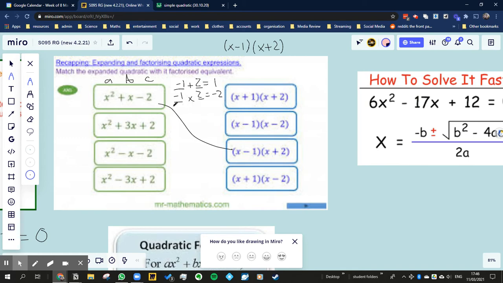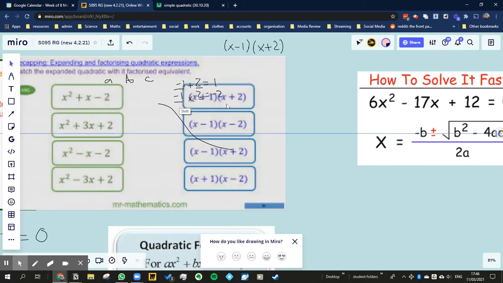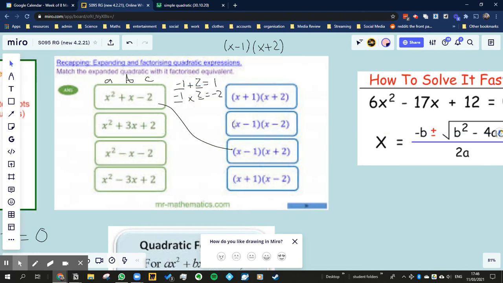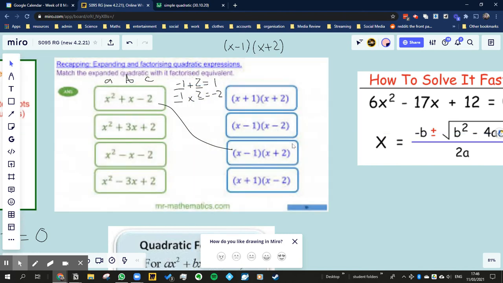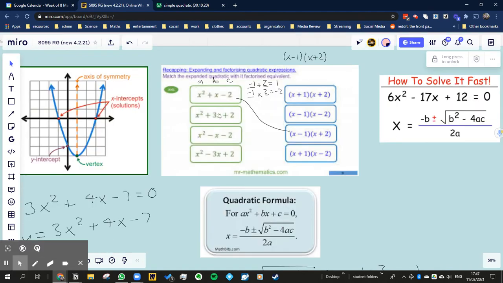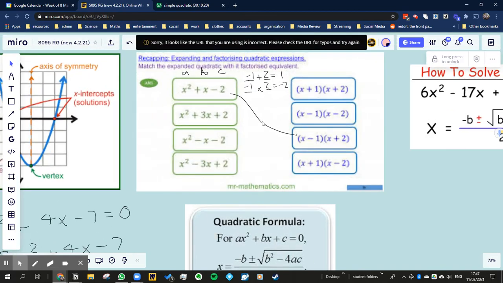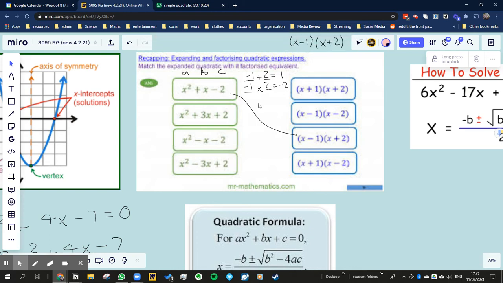Okay, let's have a go at the next one. So now we're looking for two numbers that add to give 3 and times to give 2. 1 and 2 add to give 3 and times to give 2. So it's going to be x plus 1 multiplied by x plus 2.